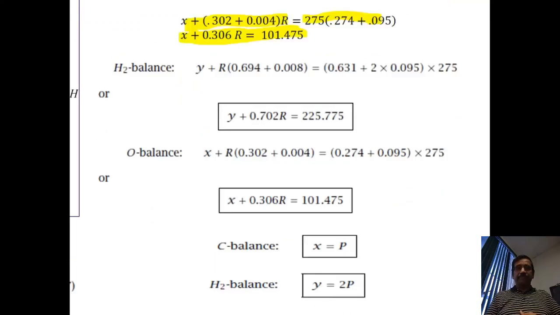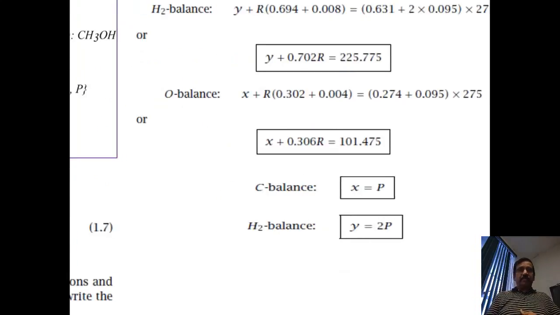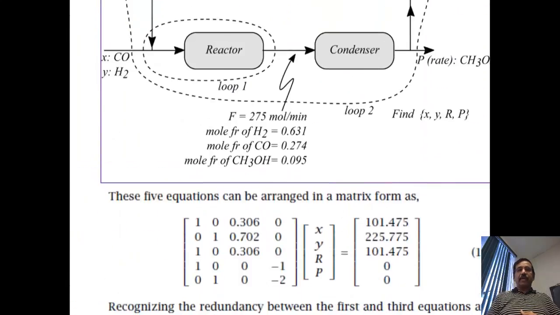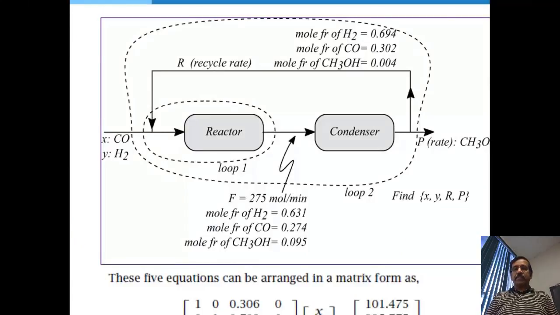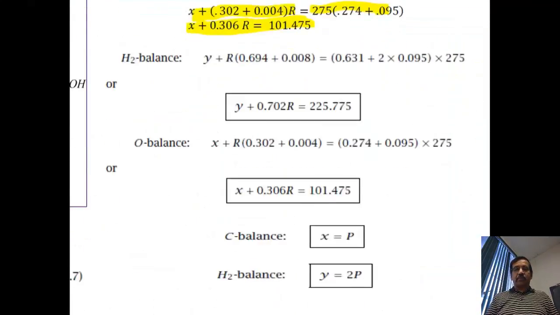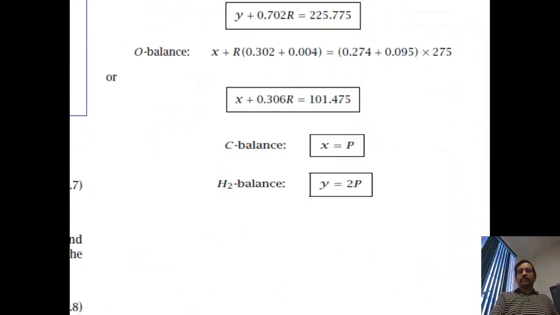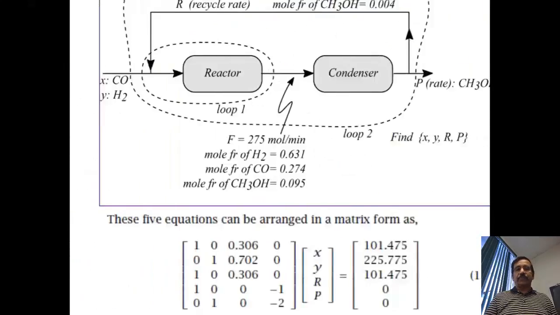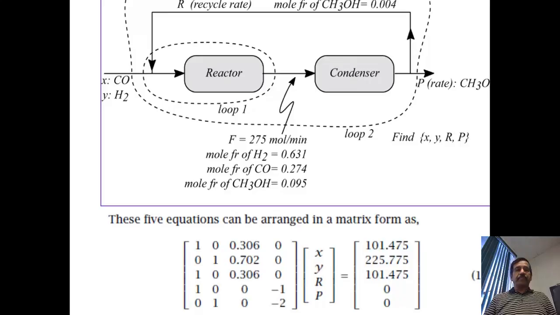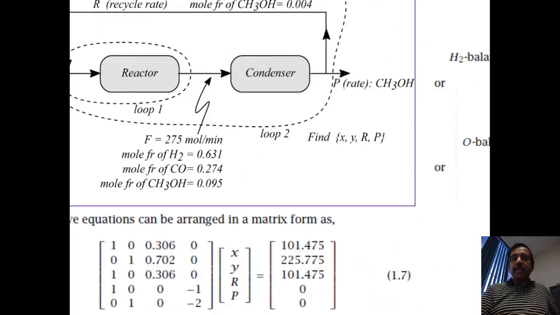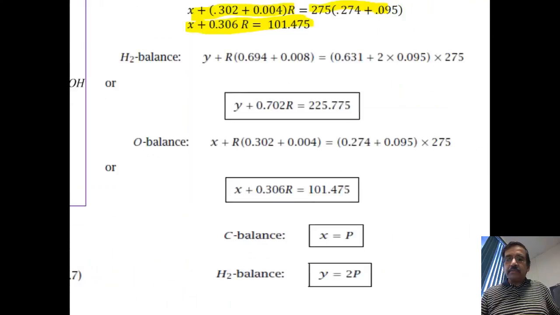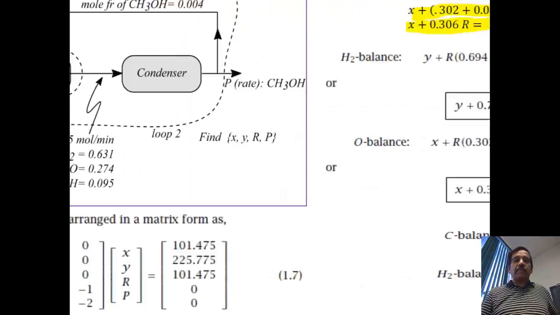Okay. Then I take the outer loop. Okay. I take the outer loop that you see here and I assemble two more equations. Okay. x equals p and y equals 2p. And that's fairly easy to see also. Because you have x, there's one carbon atom that is coming in, and is it carbon? Yeah, x is equal to p because one carbon comes out.